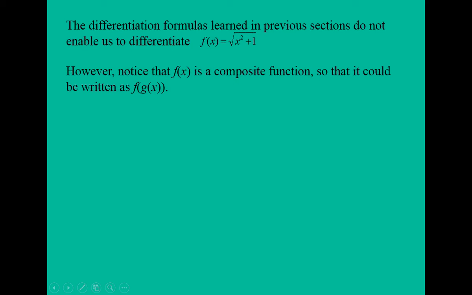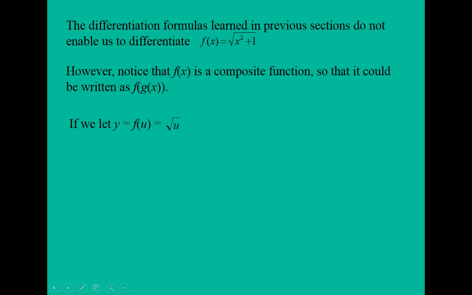Now, previously we haven't been able to find the derivative of something like this, the square root of x squared plus 1. Notice this is a composite function, so we could write it as one function contained inside of another function. So what would that inside function, that g of x, be? Probably you said the inside function would be x squared plus 1. So what would the outside function be? The outside function would be the square root of x.